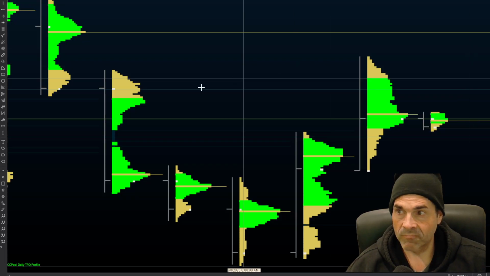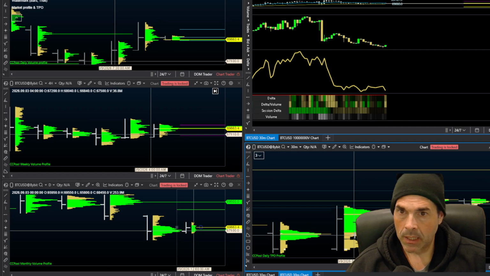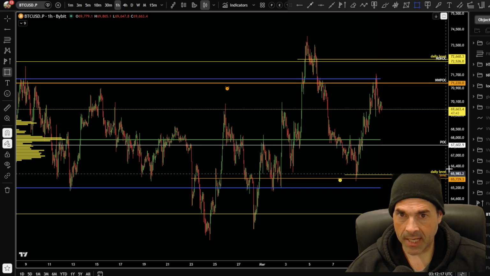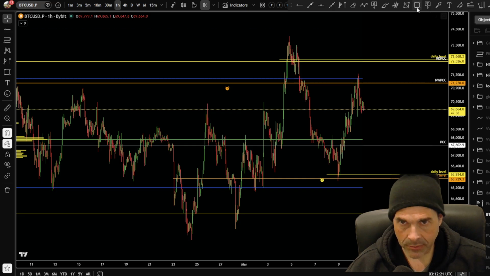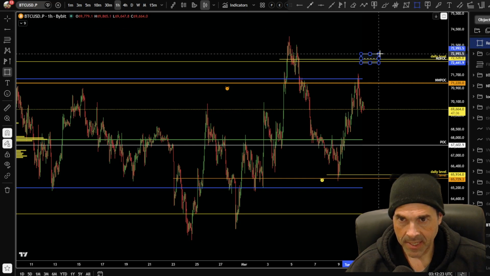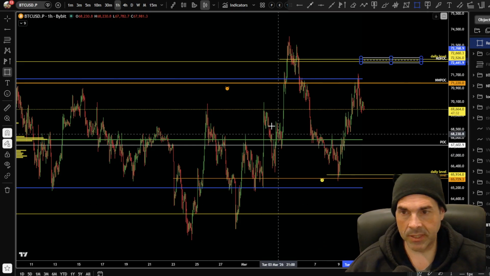72,550. So that's just showing me where price spent the most time. So that is a time point of control up there, right near a daily level. So this might offer some resistance. Now I kind of have to gauge. This is where pattern recognition comes into play.